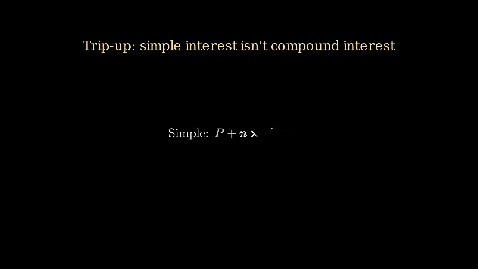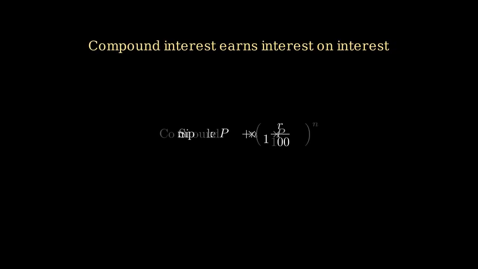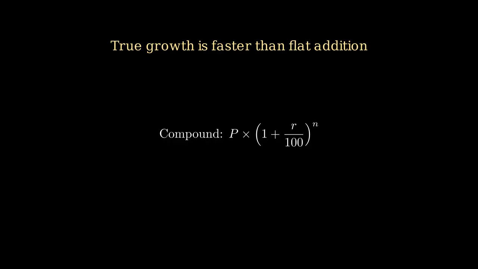Now, the trip-up to watch for. Learners often calculate simple interest instead, that is, adding the same flat percentage of the original amount each year. This misses the key point of compound interest, that the interest itself earns interest in later years, so the true amount grows faster than a flat, repeated addition would suggest.